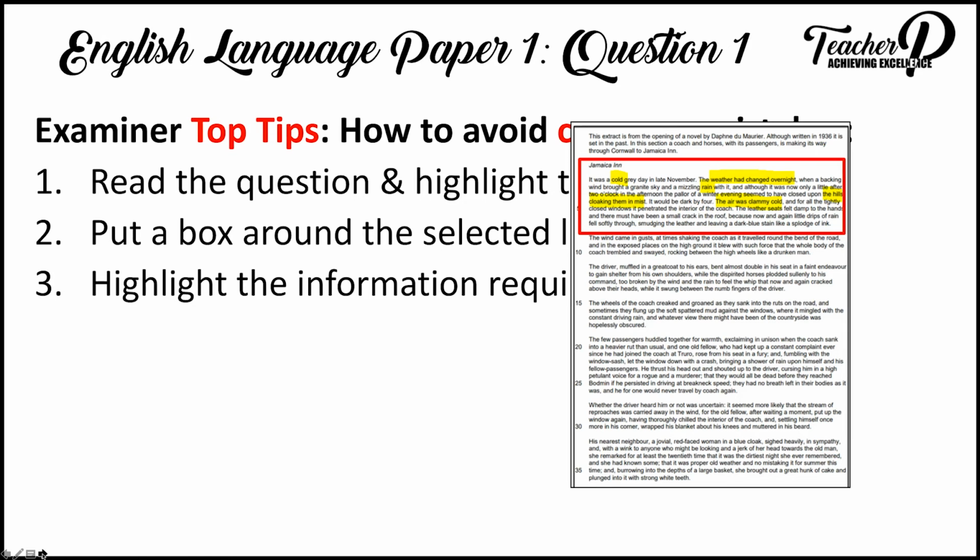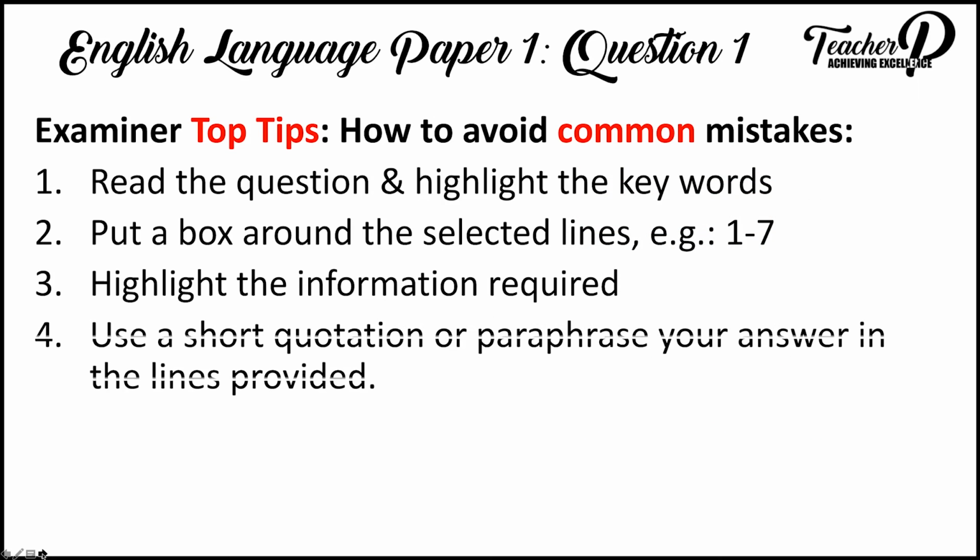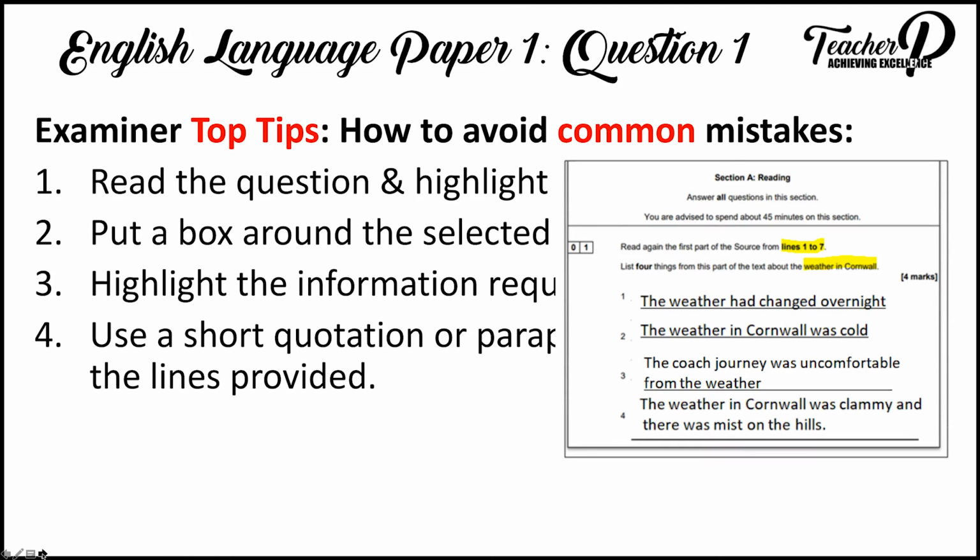Once you've highlighted your answers, you will then need to go back to your answer booklet and use a short quotation or paraphrase your answer in the lines provided. So you can see here the student has quoted the weather had changed overnight from the first line and has paraphrased from the first line once again, the weather in Cornwall was cold. Even though there is no requirement from the exam board to write in full sentences, sometimes it helps with keeping your answer focused on the question, and therefore you can see that this student has used the key words from their question, so the weather and Cornwall, in their answer.